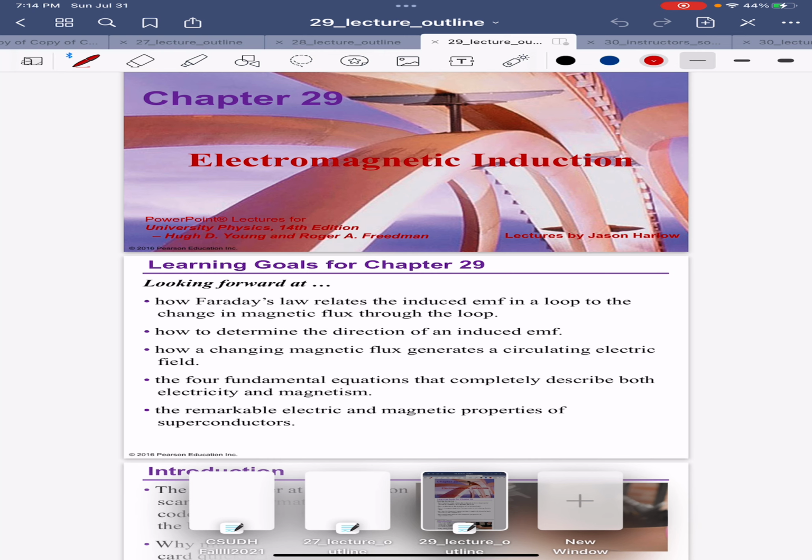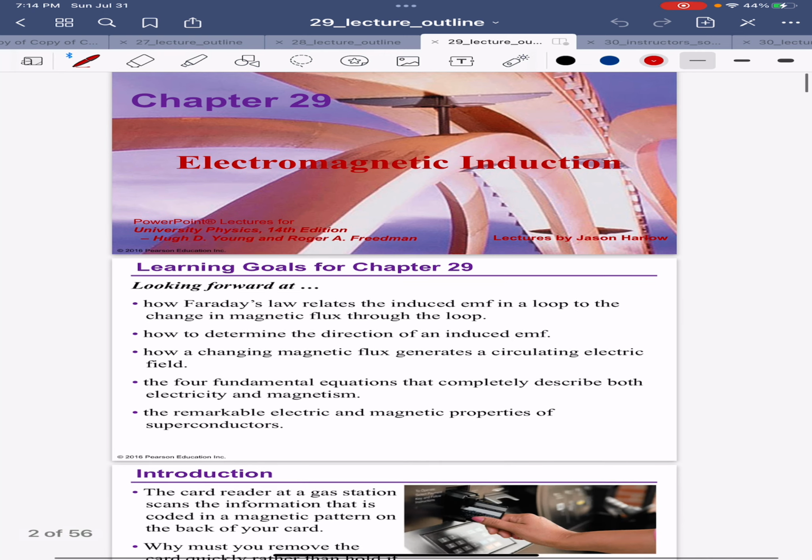First, after we did talk about, I would say, electricity and magnetism. Now we are going to talk about the relation between the two. And this is going to be the electromagnetic induction.